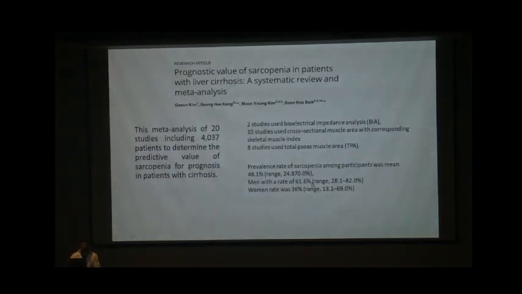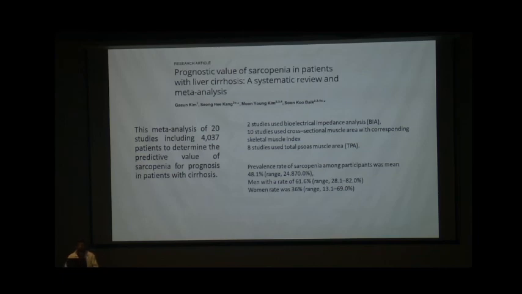So coming to my topic, which is sarcopenia and survival. This article is titled Prognostic Value of Sarcopenia in Patients with Liver Cirrhosis. It is a systematic review and meta-analysis. It included 20 studies, and 2 studies utilized bioelectrical impedance analysis, 10 studies used cross-sectional muscle area, and 8 studies used total psoas muscle area.